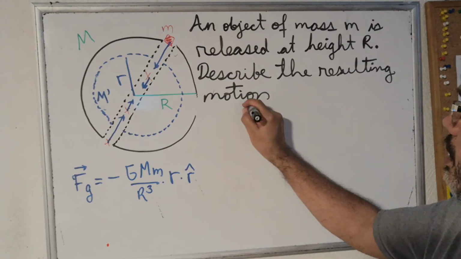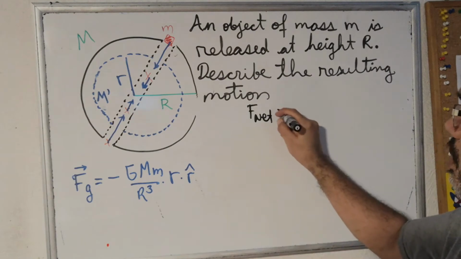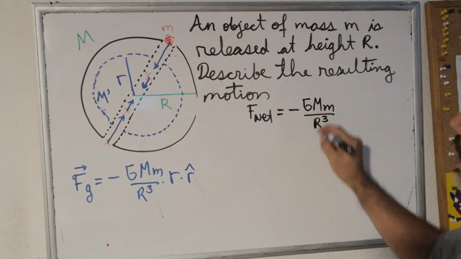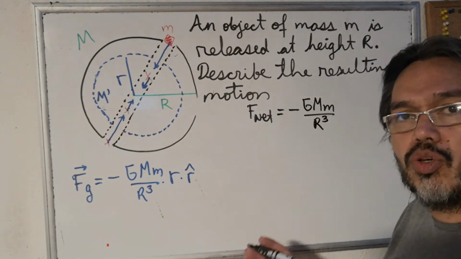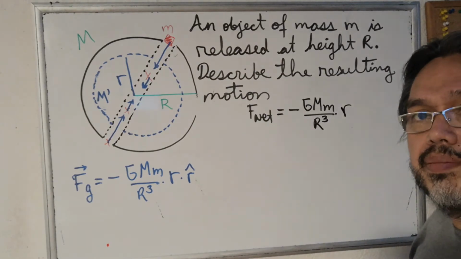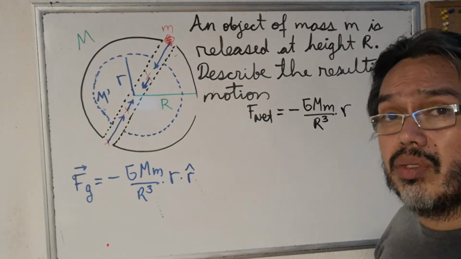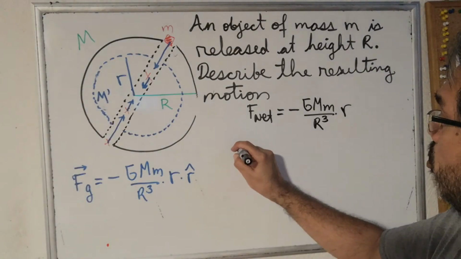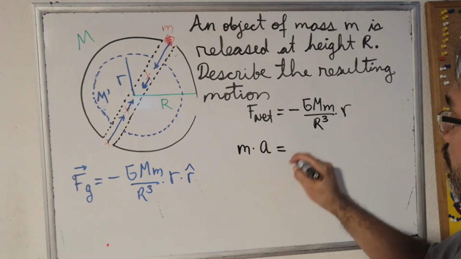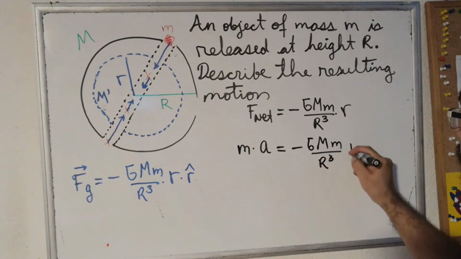According to this, the net force exerted on this object is equal to minus G M m over R cubed times r. Now, all of that is very scary, but it's only a constant times r, which is the distance from the center. But also, according to Newton's second law, the net force is equal to the product of the mass of the object times its acceleration. Minus G M m over R cubed r.